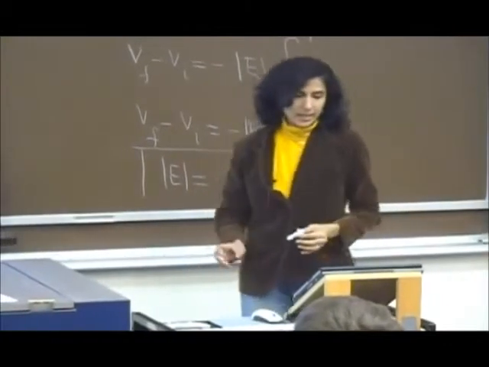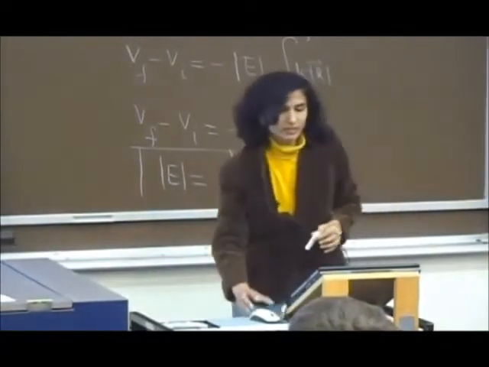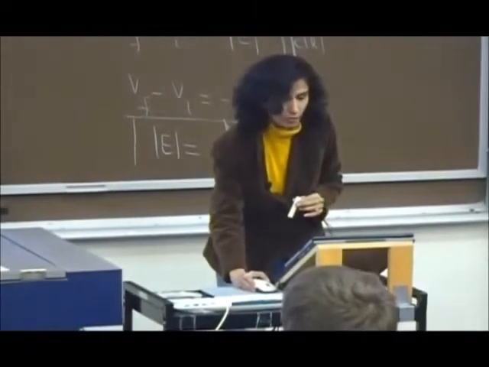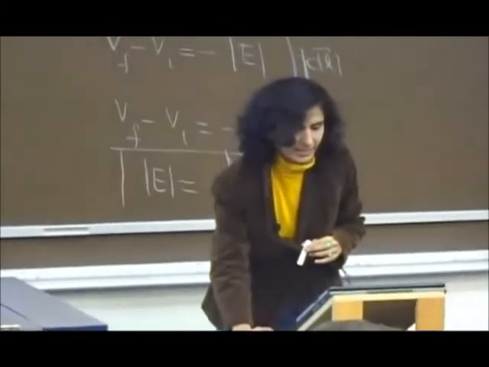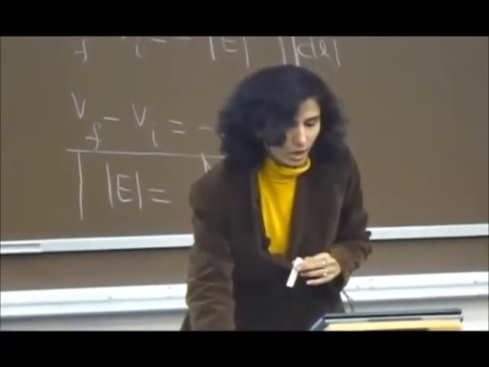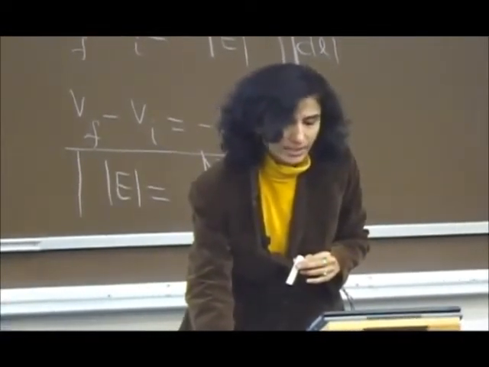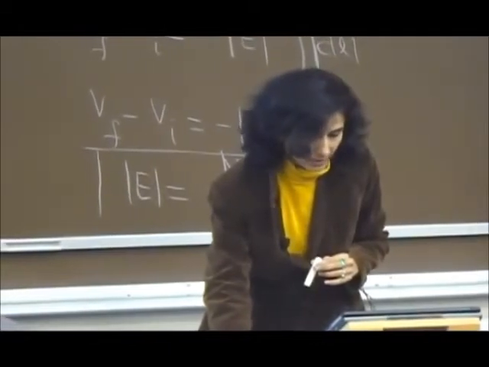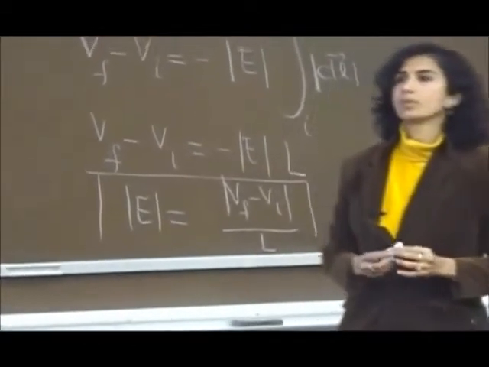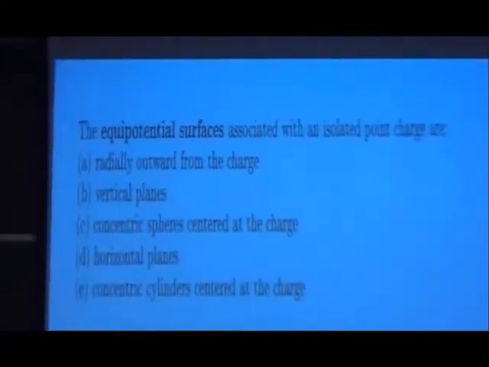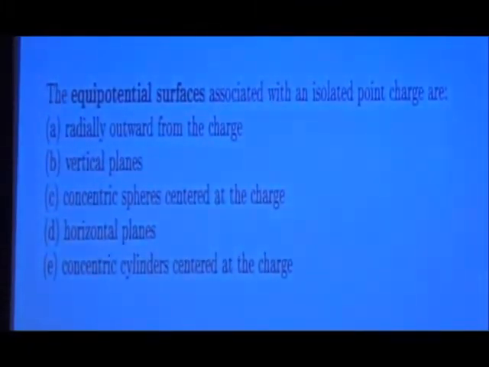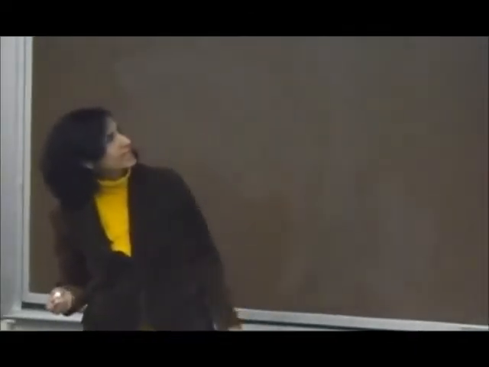Okay, it says the equipotential surfaces associated with an isolated point charge are, and your choices are radially outward from the charge, vertical planes, concentric spheres centered at the charge, horizontal planes, concentric cylinders centered at the charge. You have 1 minute, you can talk to a person next to you. So why is the answer concentric spheres?